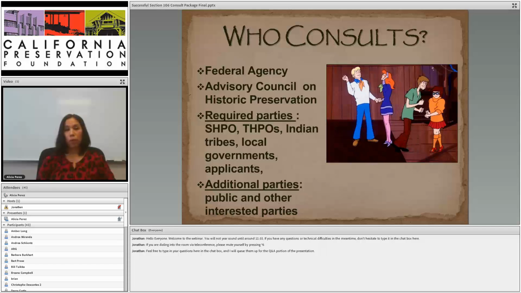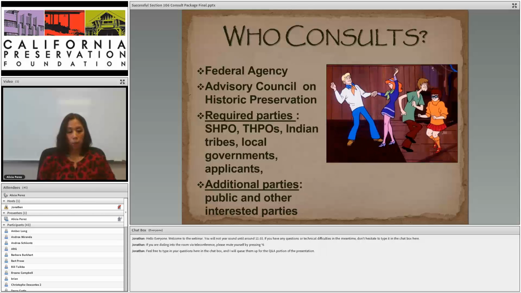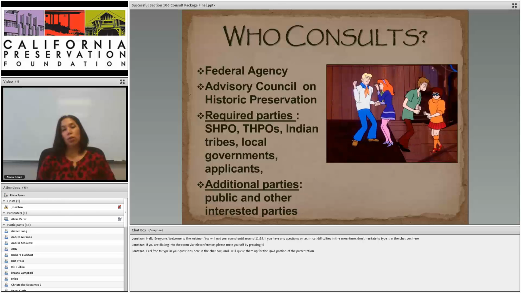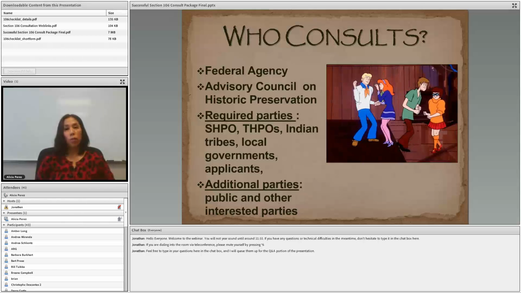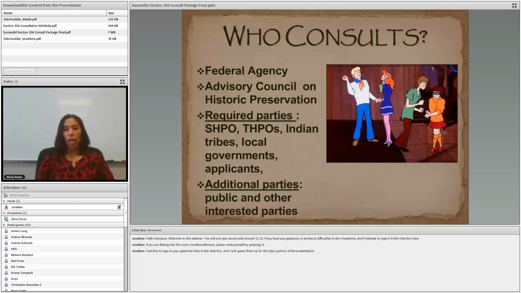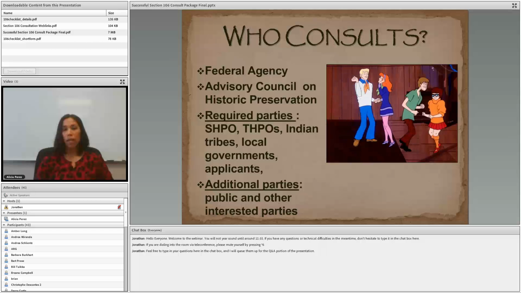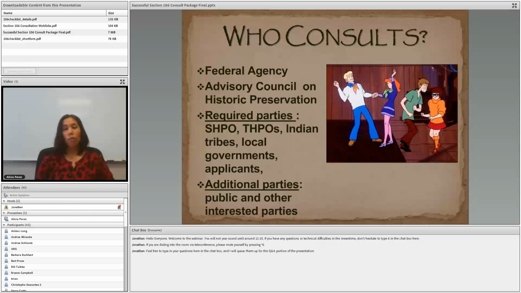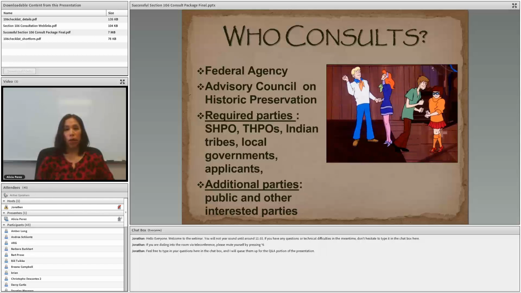Other required parties, of course, are the SHPO and tribal historic preservation officers, which have the same responsibility as the SHPO, but on tribal lands. And then Indian tribes. The regulations define Indian tribes as those that are federally recognized. And of course, local governments that may have jurisdiction over the area where the undertaking is occurring, and applicants. Additional parties could be the public, historical societies, and other interested parties. Non-federally recognized tribes are within the category of other interested parties.